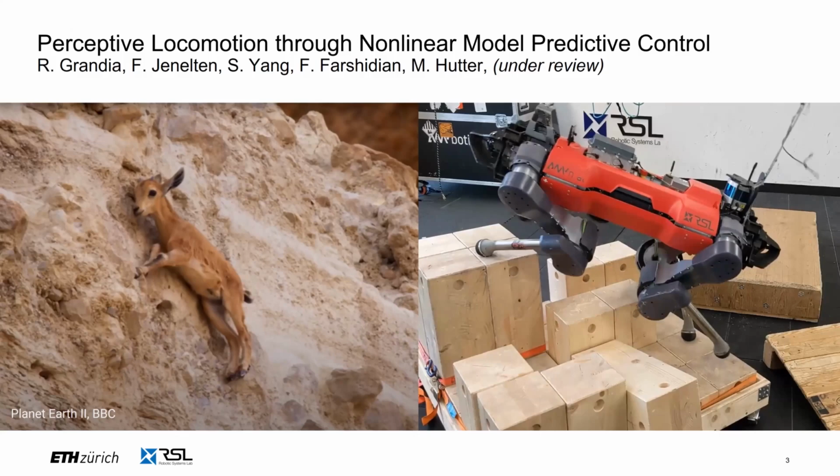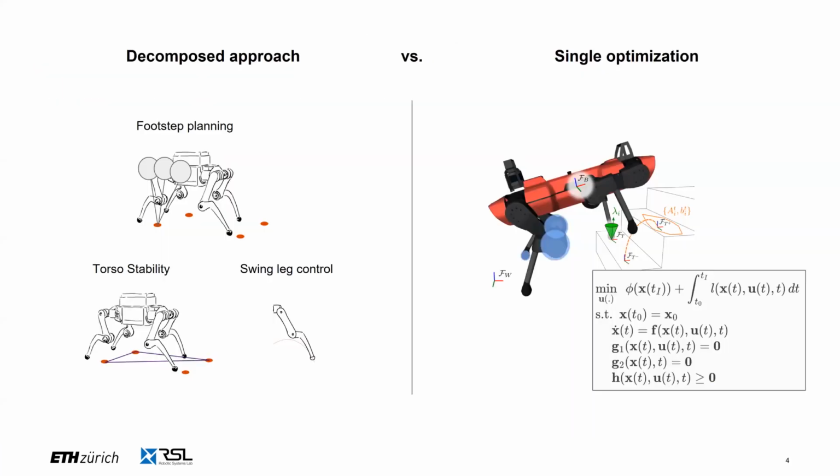So going to these scenarios where perception is really vital, where there are only a few footsteps available and the robot needs to coordinate its whole body to cross the terrain. And from the beginning, we've said we have to move away from this decomposed thinking of locomotion. In classical approaches, we have separate footstep planners, torso planners, swing leg control, and we want to try to put that all in one optimization such that the optimization can bring us the coordination between legs and feet.